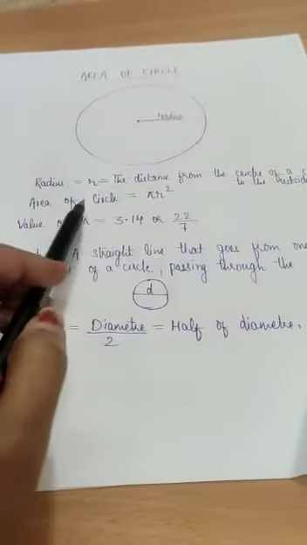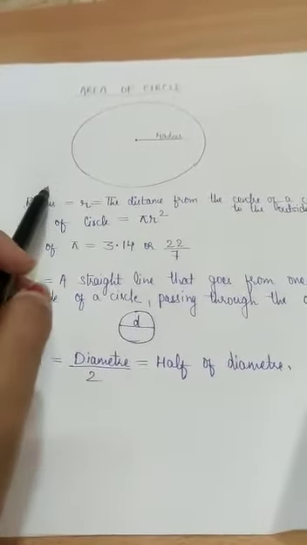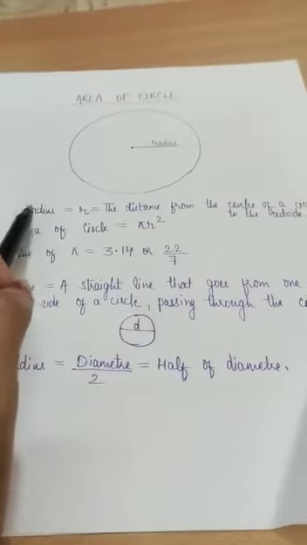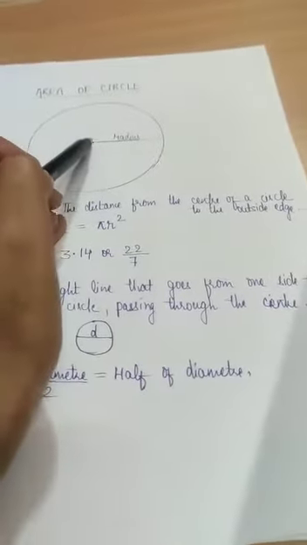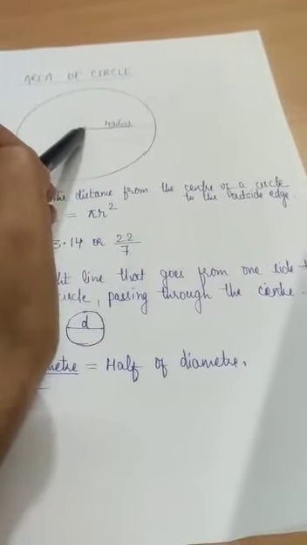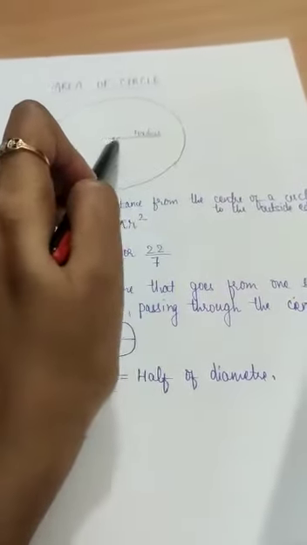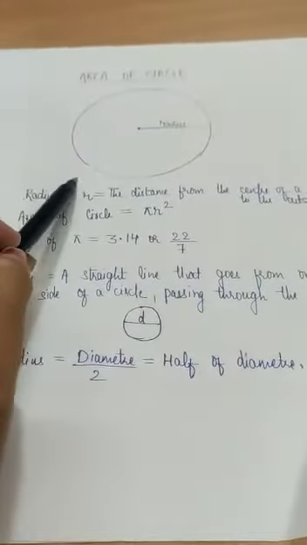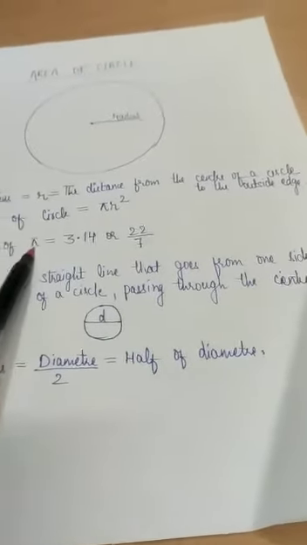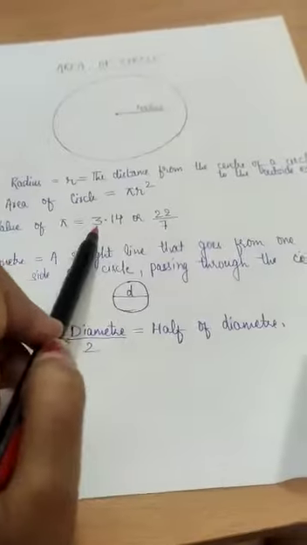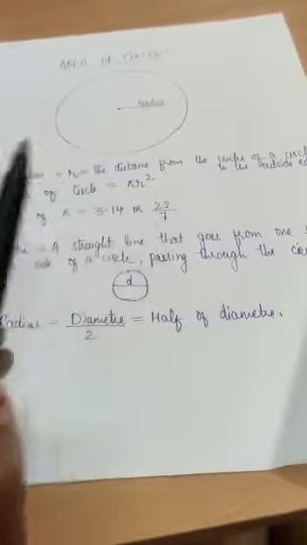Now, area of a circle. To find the area of a circle, first we have to understand the terms radius and diameter. Radius is given by r, and it is defined as the distance from the center of the circle to the outside edge. It is called the radius. The area of a circle is given by pi r square. Now, pi is a constant value, and its value is 3.14 or 22/7.